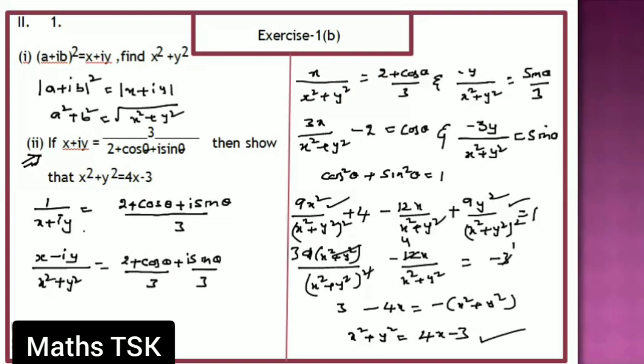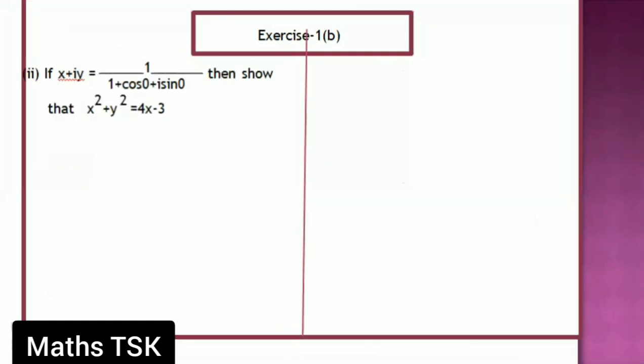Okay. So given x plus iy is equal to this, taking the reciprocal, 1 by x plus iy is x minus iy by x square plus y square. Comparing real and imaginary parts, we separate cos theta and sin theta. Therefore, cos square theta plus sin square theta is equal to 1 is the known identity. Using this, we derive x square plus y square is equal to 4x minus 3. Right? We'll move on to the next problem.